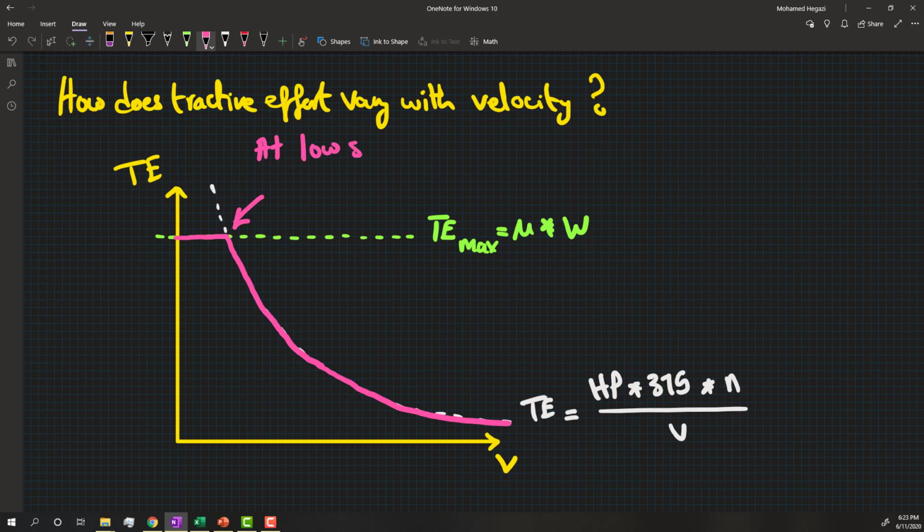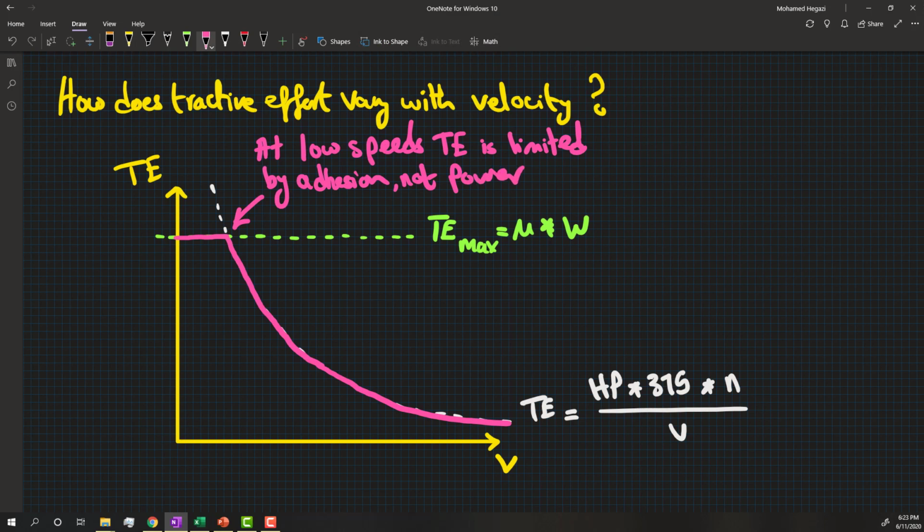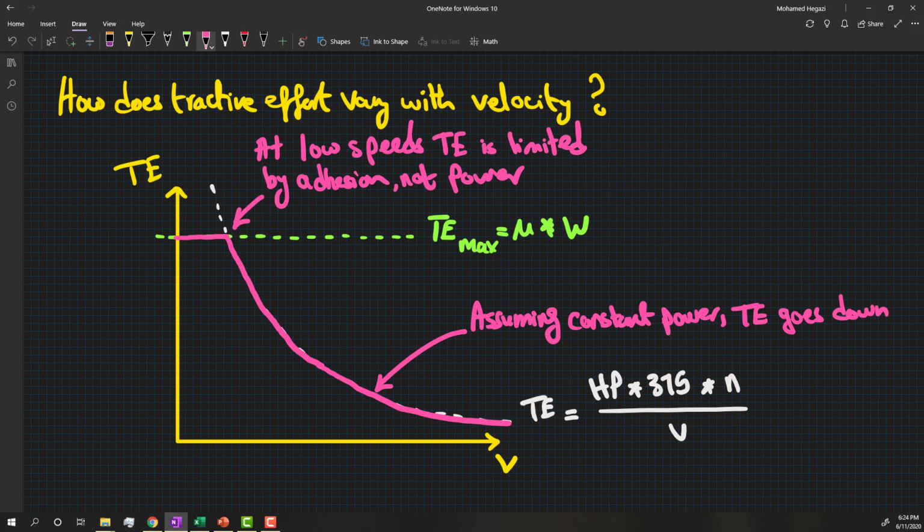Now, if we take the minimum of the two curves, we end up with the pink curve, which is our tractive effort, showing that at low speeds, the tractive effort is limited by adhesion and not power, while at higher speeds, it's limited by power. If we assume a constant power, the tractive effort goes down as velocity goes up, as you can see from the equation TE equals power divided by velocity.